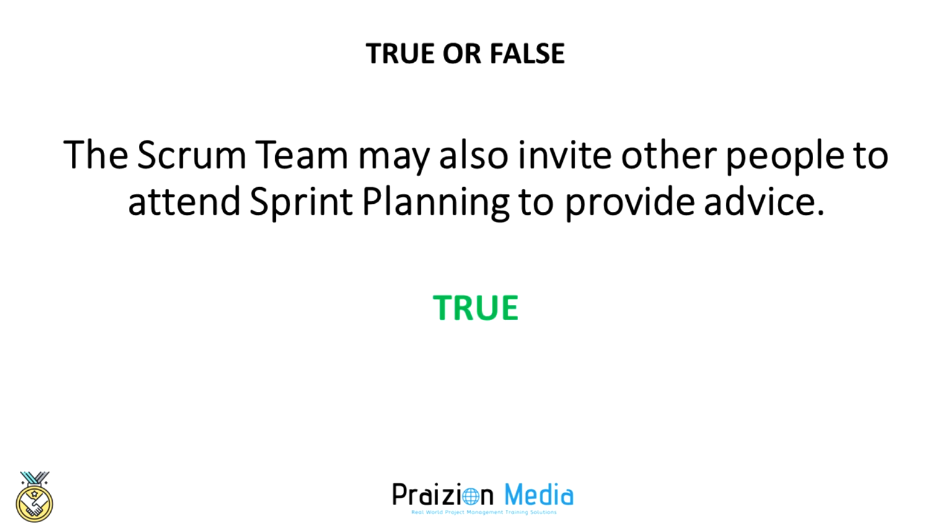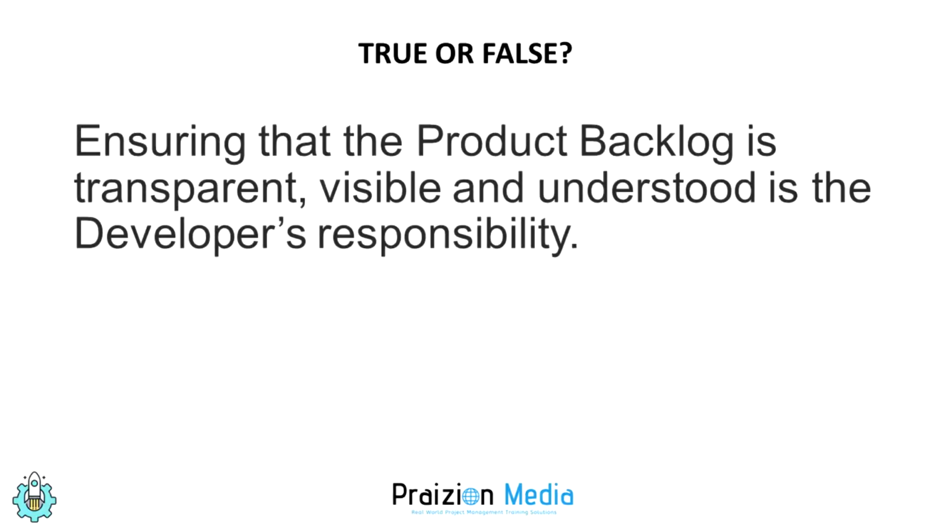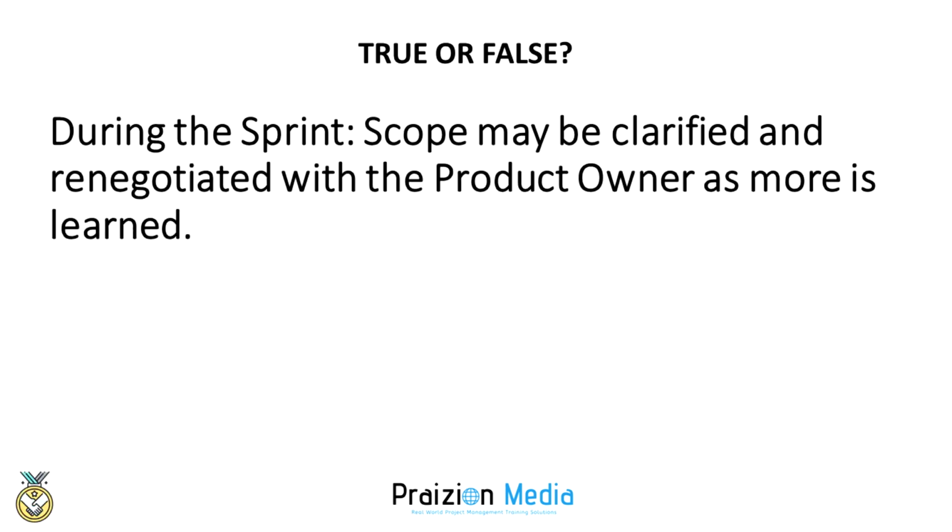True. Ensuring that the product backlog is transparent, visible, and understood is the developer's responsibility. False. During the sprint, scope may be clarified and renegotiated with the product owner as more is learned.